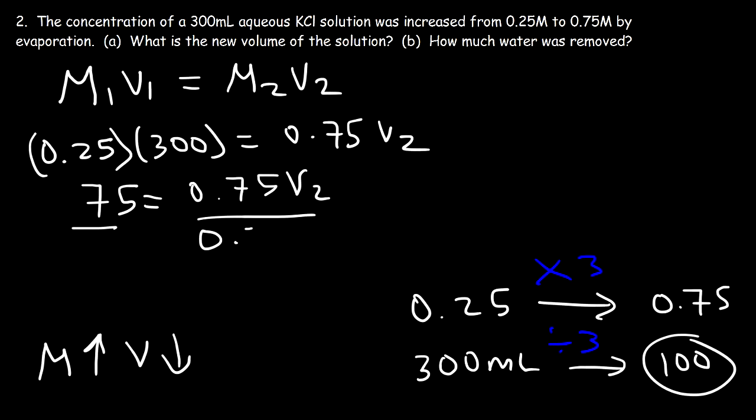So let's divide both sides by 0.75. 75 divided by 0.75 is 100. So you'll get the same answer. So that's the new volume of the solution.